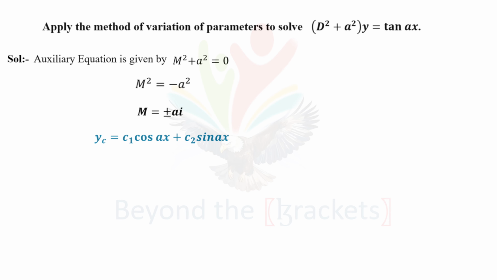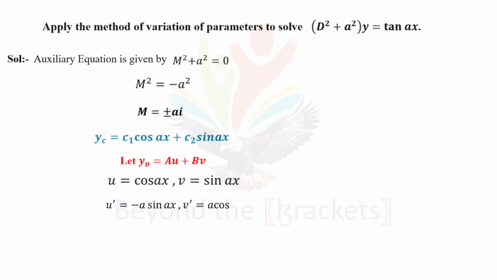Particular integral is taken as yp is equal to a into u plus b into v, where u will be the coefficient of c1, that is cos ax, and v will be the coefficient of c2, that is sin ax. Next we find the derivatives. U dash will be equal to minus a sin ax, v dash will be equal to a cos ax.